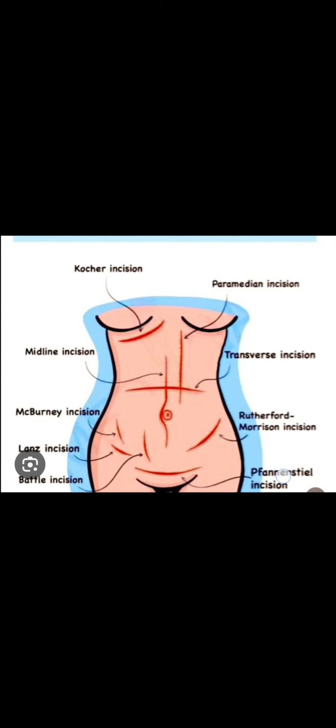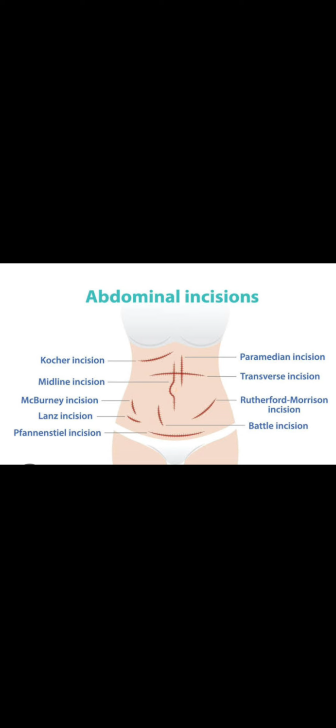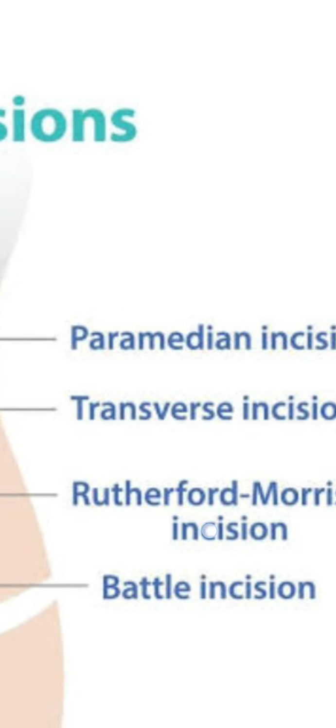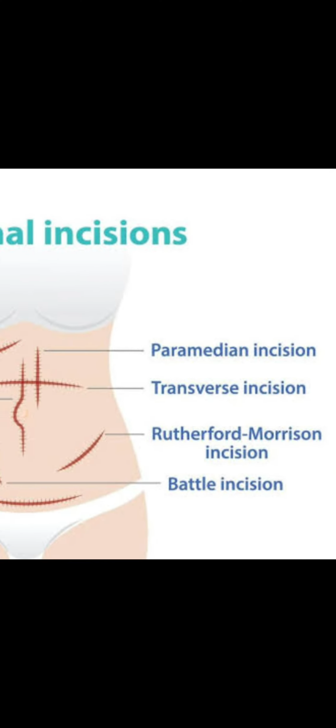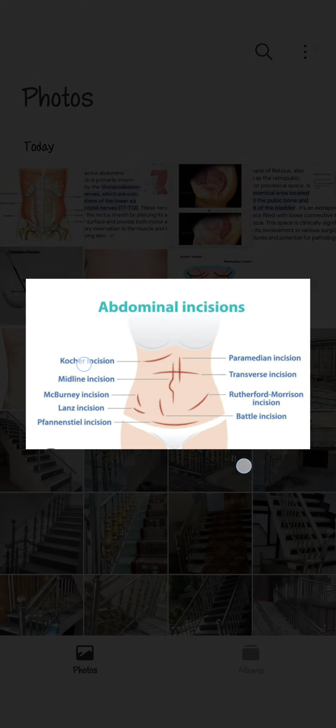Another one is the Rutherford Morrison incision. It is like the grid iron incision, but whenever we cut the muscles like external oblique and continue that, it is called a Rutherford Morrison incision. You can see in this diagram, it is an extraperitoneal approach to the left lower quadrant, and gives excellent access to the iliac vessels, and it is the approach of choice for first time renal transplantation.